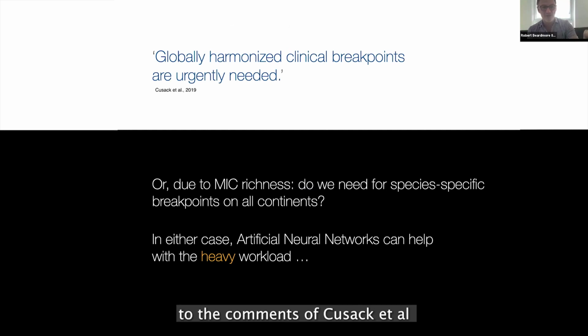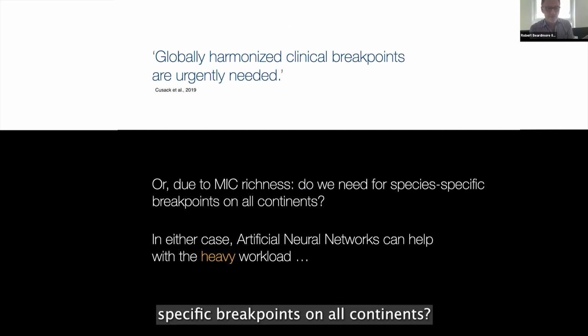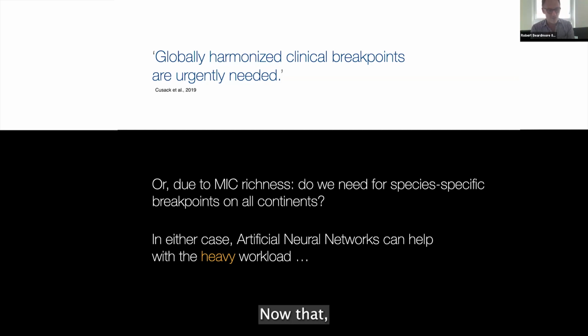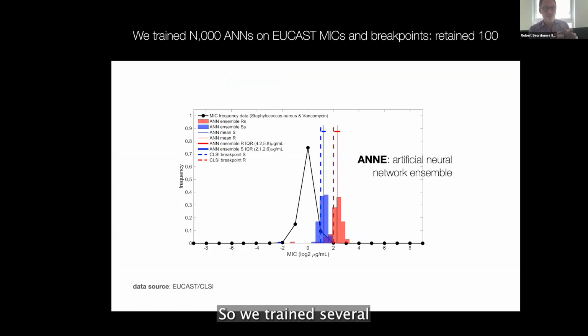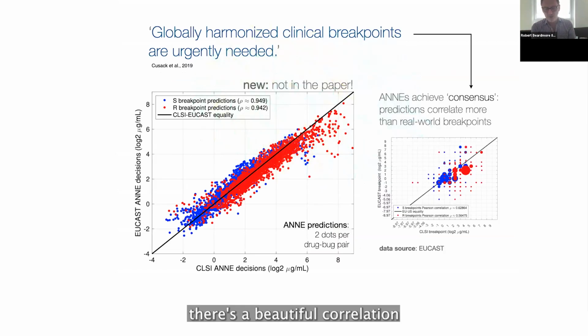So when you go back to the comment of Cusack et al. about harmonization, that could well be true, but also do we need to think about species-specific breakpoints on all continents? Now that, if true, would mean a really heavy workload. It's almost impracticable, but maybe neural networks can help with that. So we trained several thousand artificial neural networks on UCAST MICs and their breakpoints, and we retained 100. So we have a neural network ensemble that can predict breakpoints and breakpoint decisions. There's a beautiful correlation between the American neural networks and the European neural networks, something we don't see in the real world data.